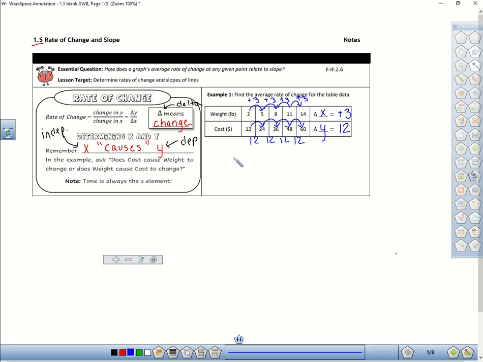Now we're going to calculate our rate of change. So rate of change is the difference in y and the difference of x. Remember, y goes in the numerator, and we end up with the rate of change being about 4 dollars per pound.